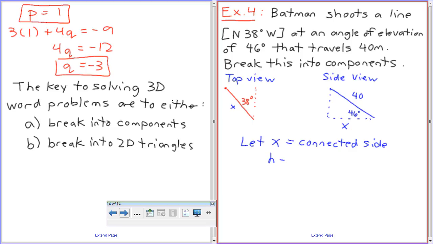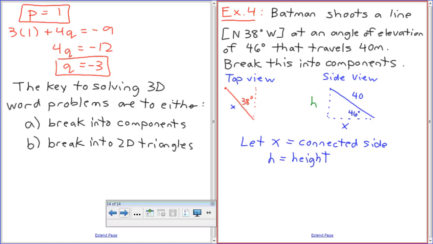Let H be the height. So the first thing we're going to do here is take this triangle on the right-hand side and find the connected side and the height. Once you have the connected side, then you're going to break this one into components from the top like that. Okay?